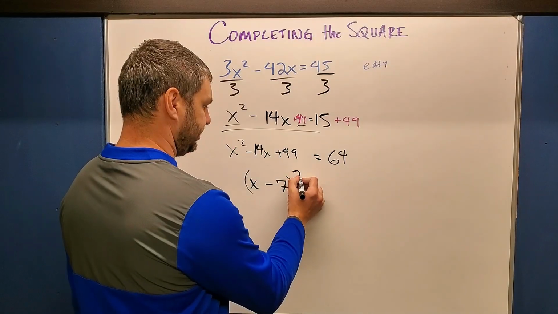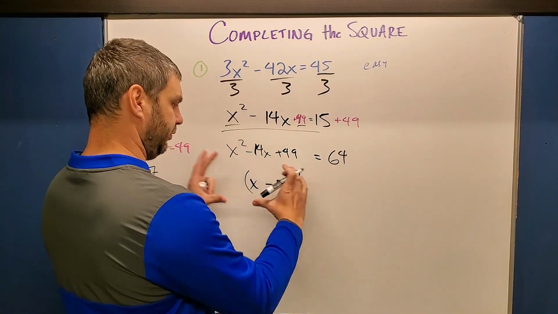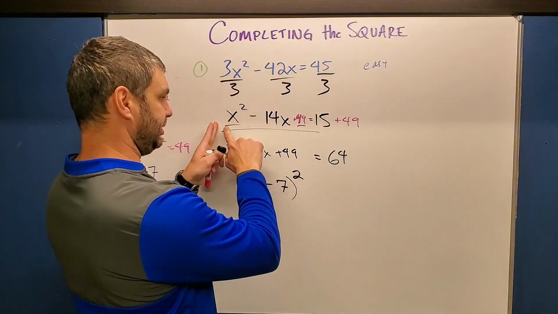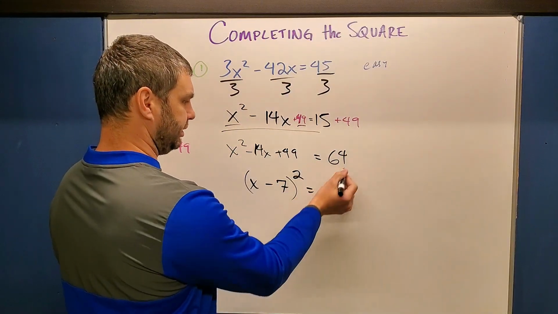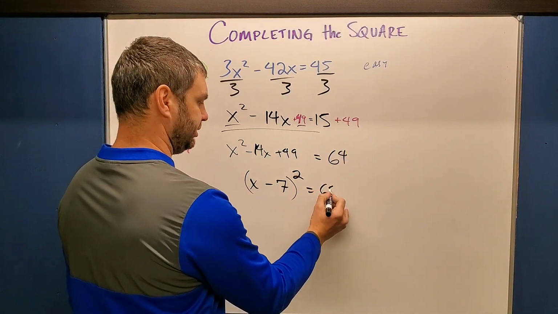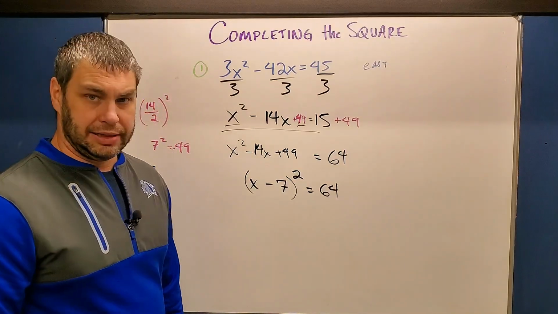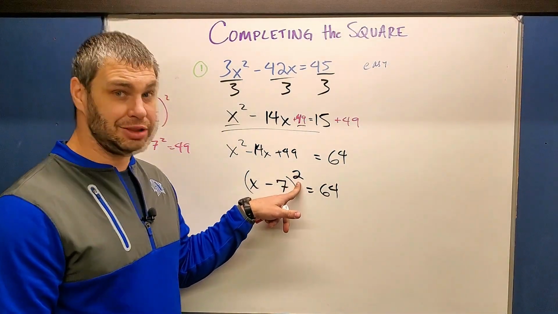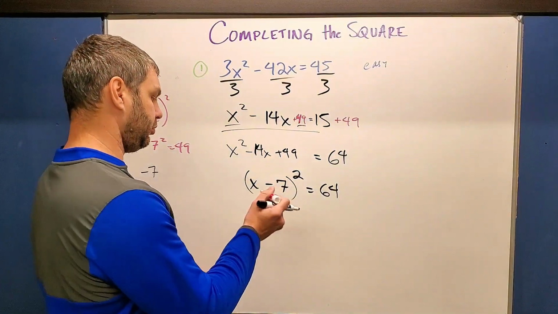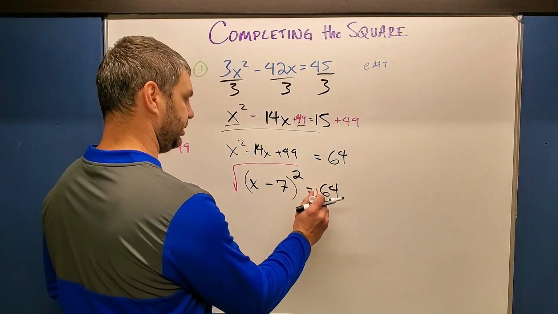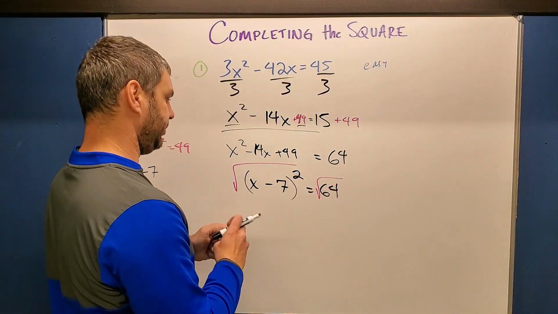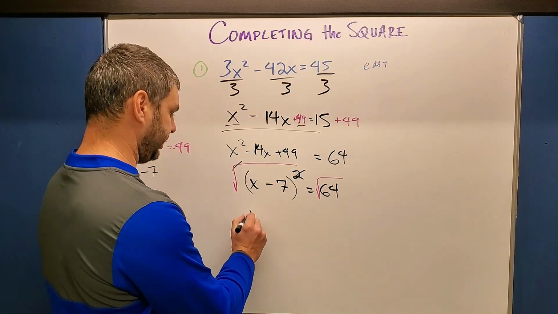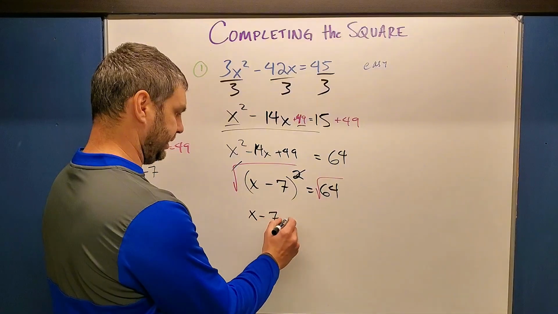All right, now this is a binomial squared. If I were to FOIL this back together, x minus 7 times x minus 7, that's going to give me this term, or this trinomial, and it still equals my right side, which is 64. Why did I do that? Because now, if this is all squared, I can undo it with taking the square root. And you'll notice that 64 turns out real nice when I do that. So that's going to cancel the square and square root on the left side, leave me with that binomial of just x minus 7.